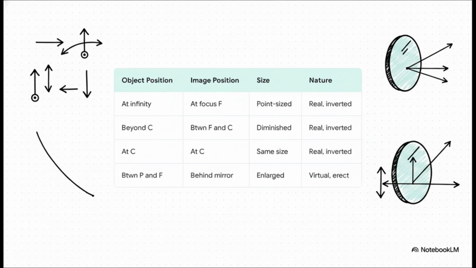Notice how, as an object moves closer and closer to a concave mirror, going from infinity past the center of curvature to the focus, the real inverted image gets pushed further away and it grows larger. But then comes this brilliant final twist. If you push the object extremely close, past the focal point, the image suddenly flips right behind the mirror. It becomes virtual, erect, and highly enlarged.